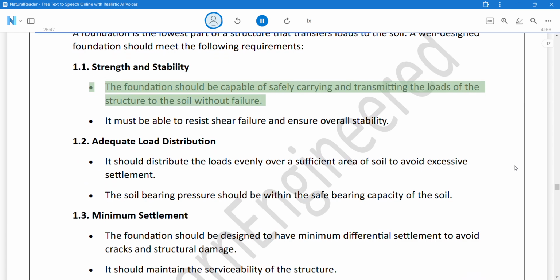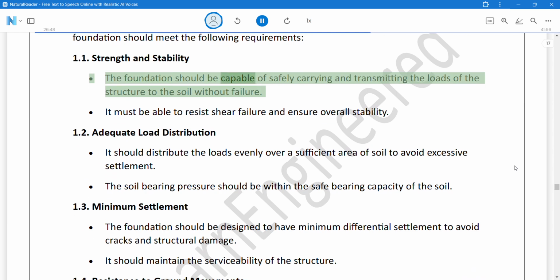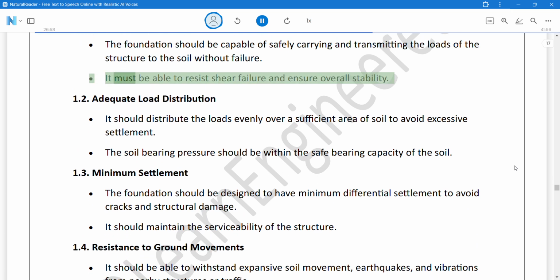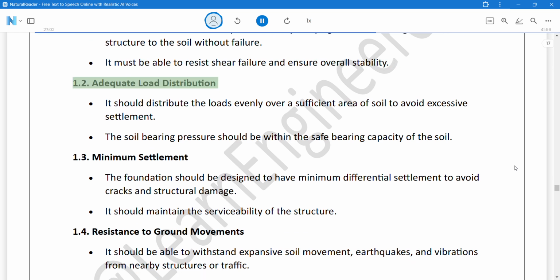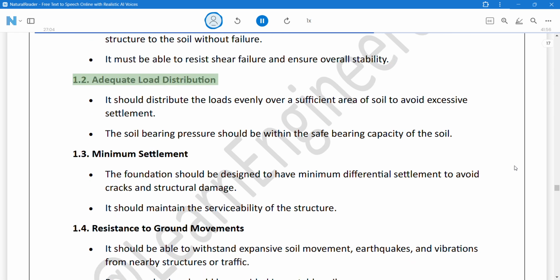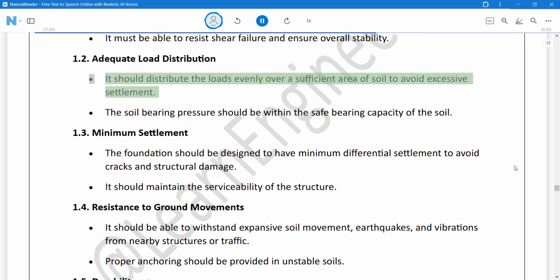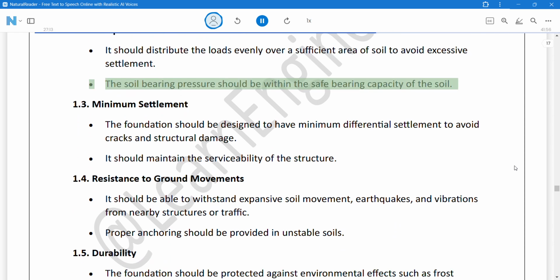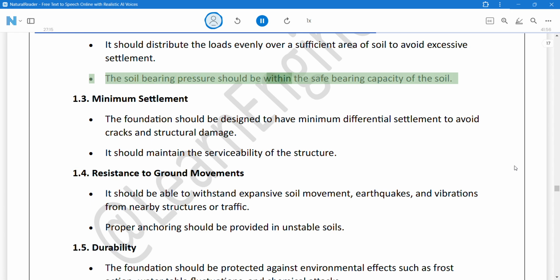1.1 Strength and stability. The foundation should be capable of safely carrying and transmitting the loads of the structure to the soil without failure. It must be able to resist shear failure and ensure overall stability. 1.2 Adequate load distribution. It should distribute the loads evenly over a sufficient area of soil to avoid excessive settlement. The soil bearing pressure should be within the safe bearing capacity of the soil.